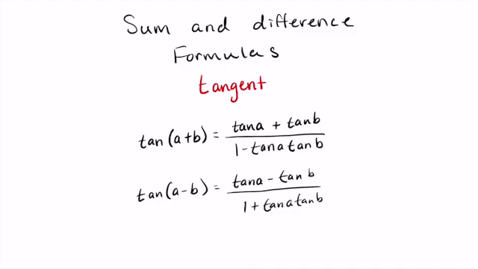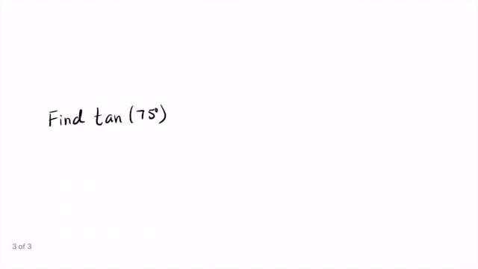So the sum and difference formulas allow us to take two angles from our unit circle that either add or subtract to give us an angle that maybe we are looking for. So we're going to utilize these two formulas here for tangent in order to find those new angles. We're going to jump straight in. I've got one example for you.